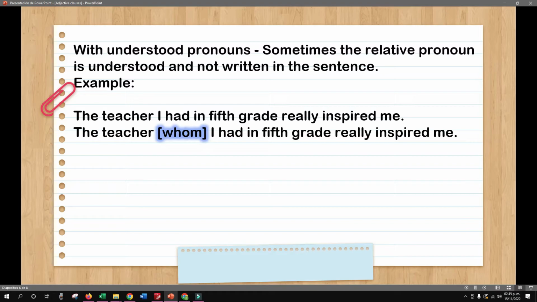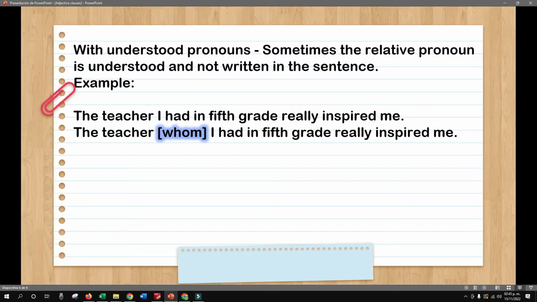En algunas ocasiones no es necesario que ustedes agreguen un relative pronoun, ¿verdad? En este caso, whom, or it could be who, right? The teacher who I had in 5th grade really inspired me, right? Sometimes it is not necessary, right? Because it's understood and not written in the sentences.